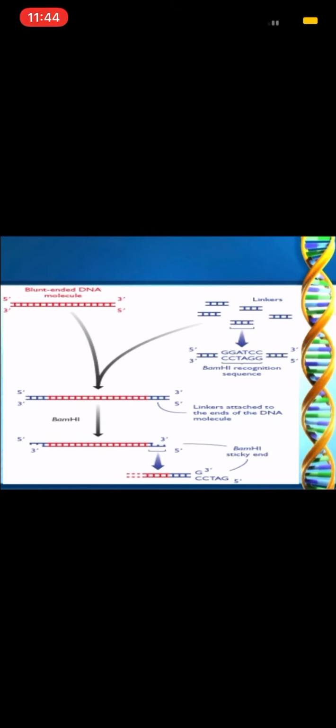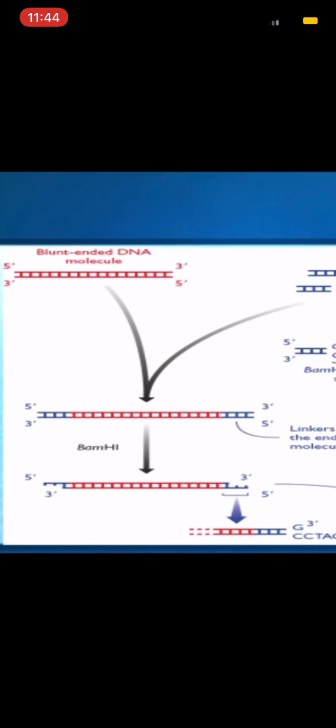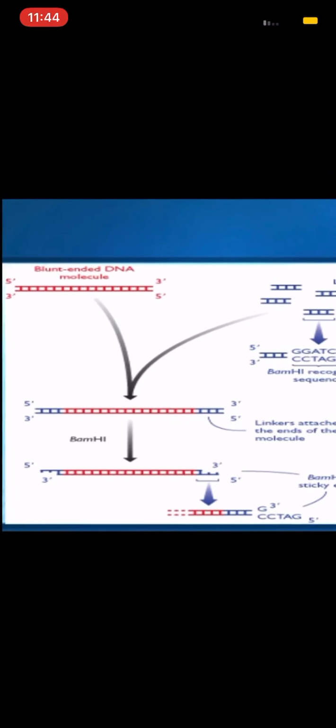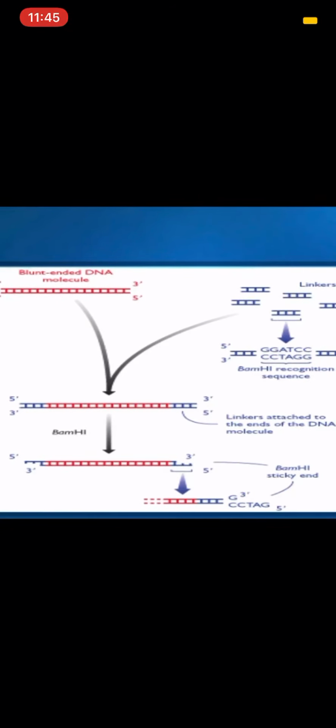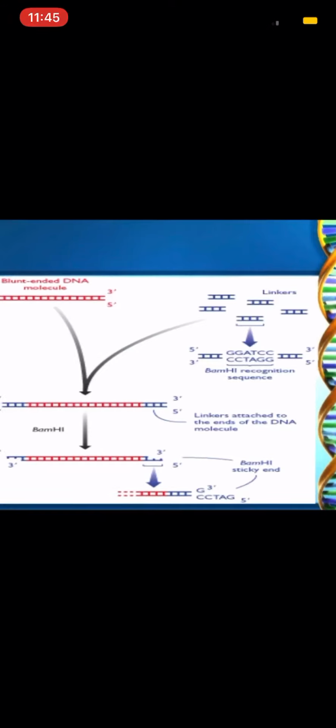This is the diagrammatic explanation. This is the blunt end double-stranded DNA molecule. After that, some linkers are attached. The blue color shows the linker. This linker has a sticky site, a restriction site. So the restriction enzyme cuts these. After that, they will be ligated, and BamHI sticky ends will be produced as there is a BamHI sticky site. These are the linker molecules.